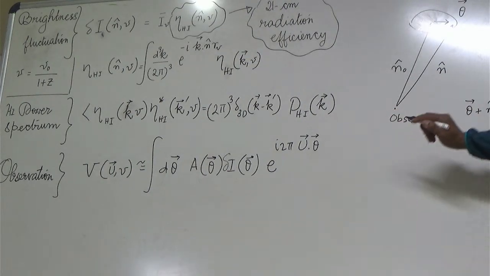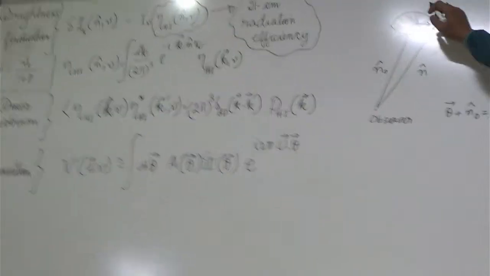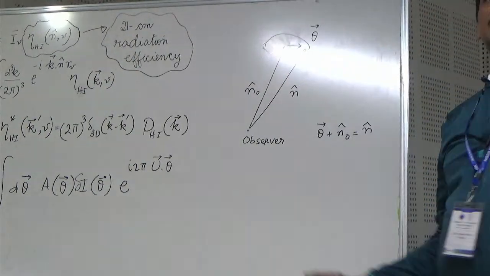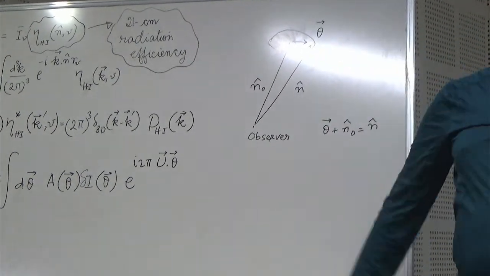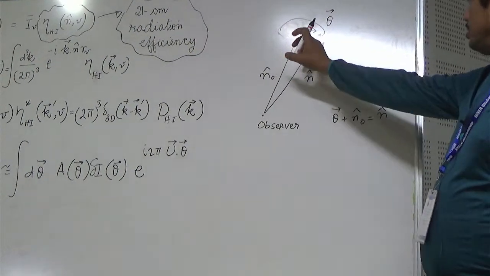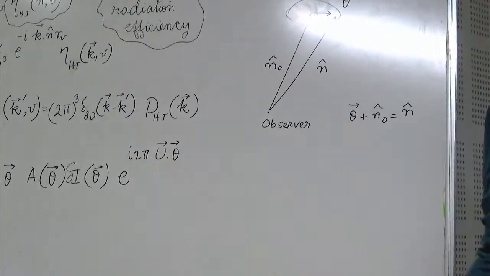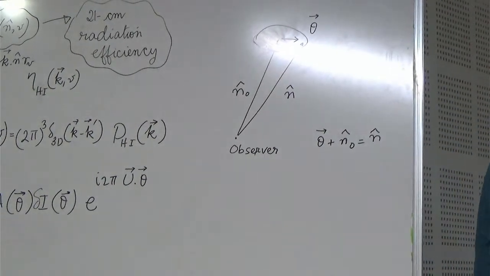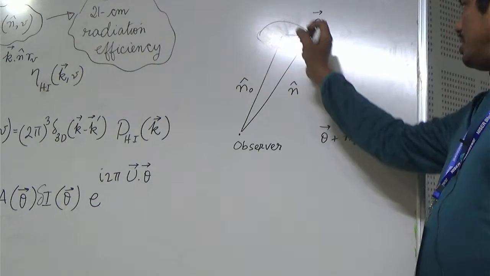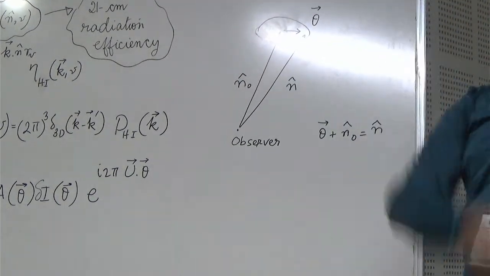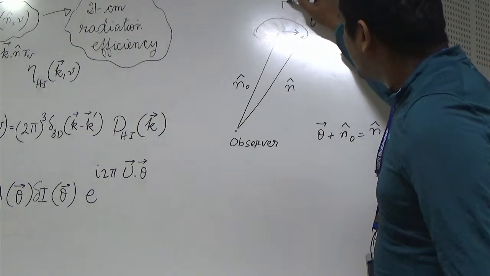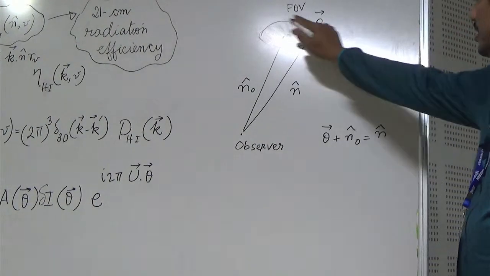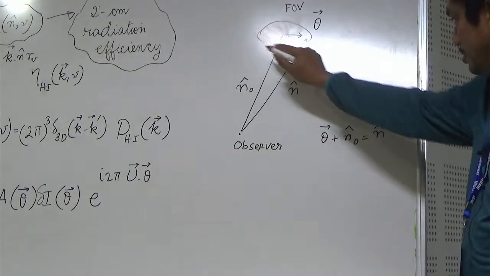If I have the observer, I'm looking at only a part of the sky, and the direction where I'm looking at, the average direction, is n0 cap. That I follow always with my telescope. As the sky moves because the earth rotates, my telescope always follows it. So that is n0 cap, and around that my telescope can only look at a given region. That's called the field of view.